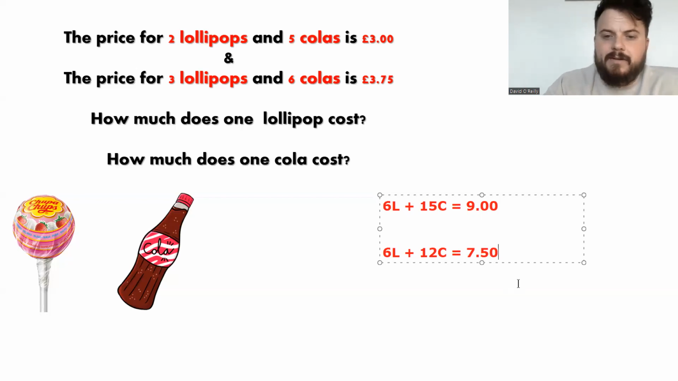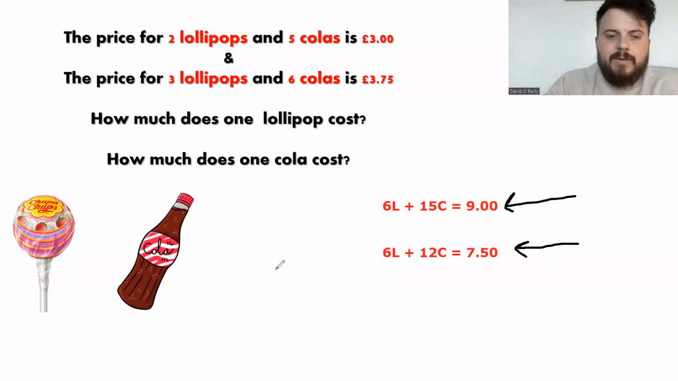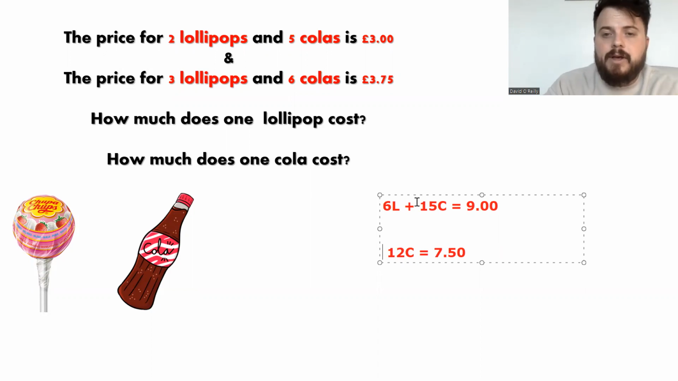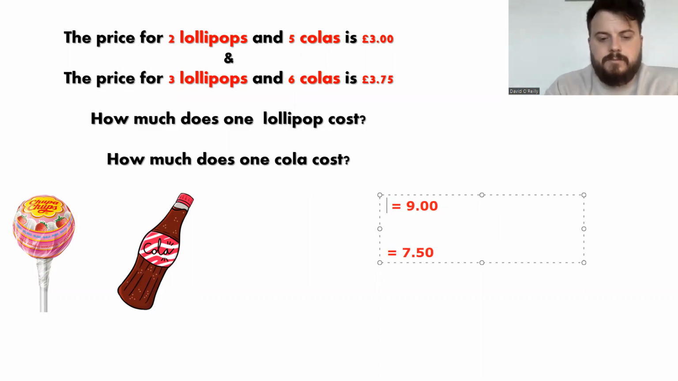Final step, find the smallest value, which is the bottom one, and subtract it from the largest value, which is this one. So 6L, take away 6L. They're the same thing. They cancel each other out. If we remove 6L from the bottom and the top, there's nothing left on either side. So let's get rid of them. 15C take away 12C equals 3C. And finally, 7.50 subtracted from £9 is £1.50.